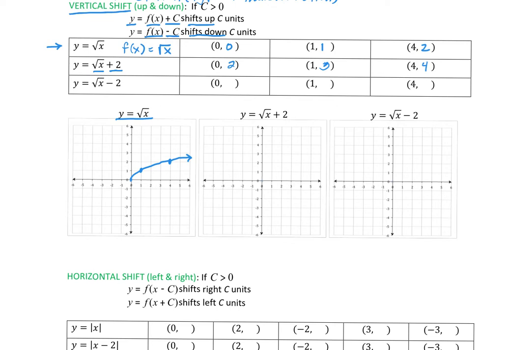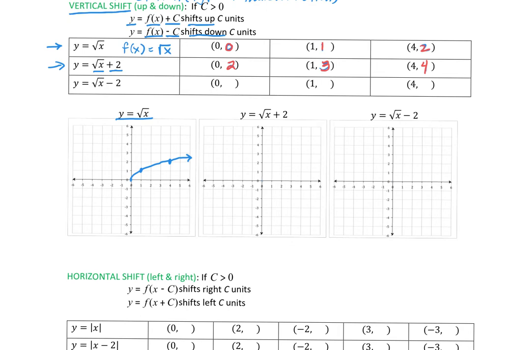Now let's compare these two columns and look at those ordered pairs. Notice that what I did here is I changed the y value by adding 2. So if you look at the ordered pair, we went from a 0 to a 2 because all we're doing is adding 2 to the y value. Then we went from a 1 to a 3 because we're just adding 2 to the y value, and then a 2 to a 4. So this translation or transformation makes sense.